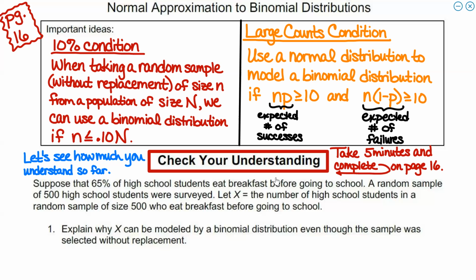How would I do number 4 here? I basically want to calculate the same thing I was doing in number 2, but I want to use a normal distribution. How do I do that one? We need our mean, we need our standard deviation. How do I find the mean? N times p, so that's my expected value. What did we say our expected value was? 325, that's my mean right there. How do we find the standard deviation?